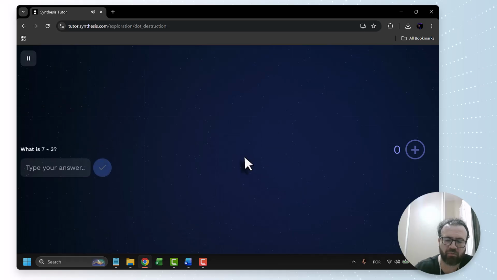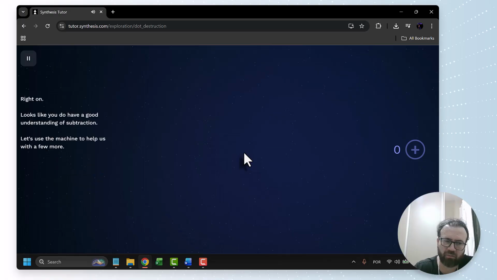What is 7 minus 3? You got it. All right, what is left when we take away 4 from 14? Precisely. What is 12 minus? Right on. Looks like you do have a good understanding of subtraction.